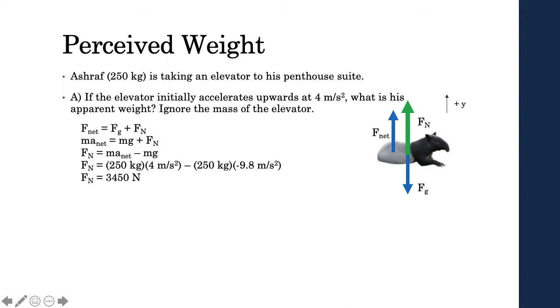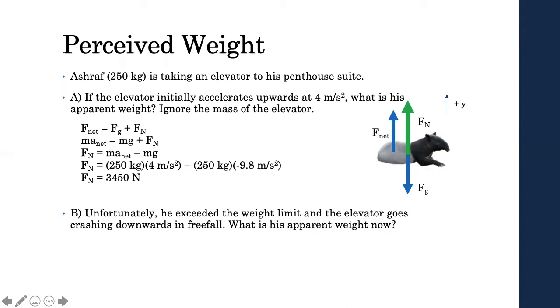So here's a part B to that question. Unfortunately, he's too heavy. He exceeded the weight limit, and the elevator goes crashing downwards in free fall. What is his apparent weight now in free fall? Apparent weight is always equal to the normal force. And if you're in free fall, that means there's nothing pushing up on you. You have no force acting on you but gravity. You're freely falling, as they say. And that's when you experience weightlessness.